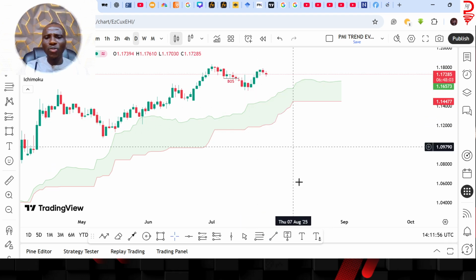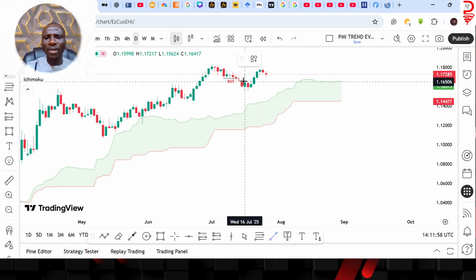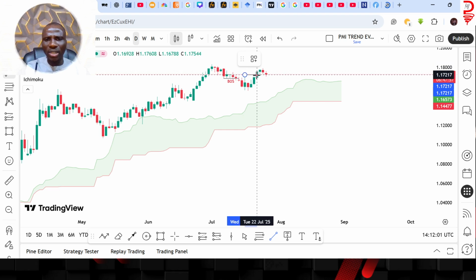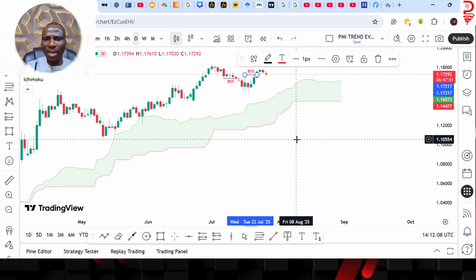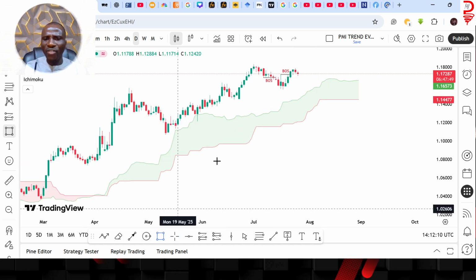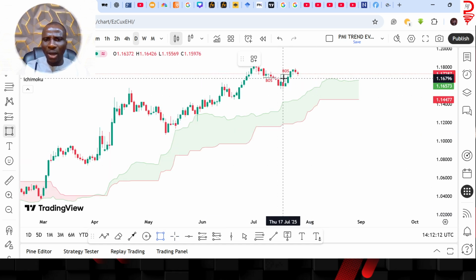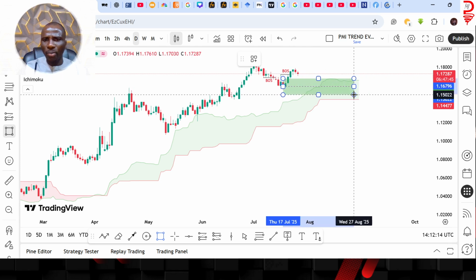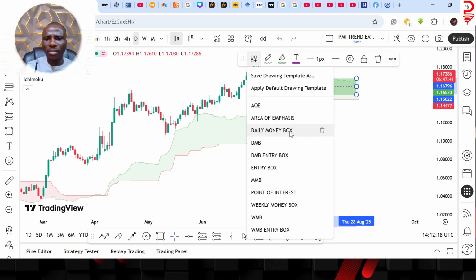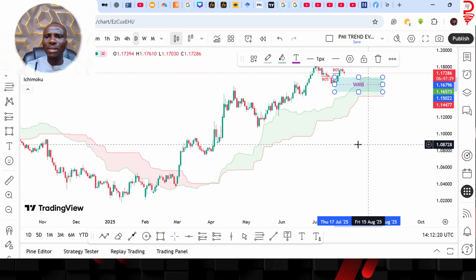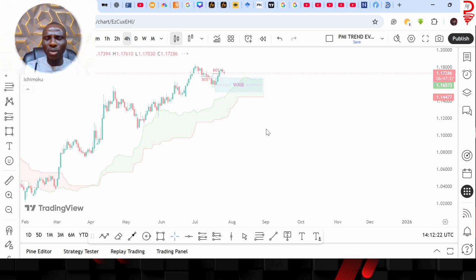Now, fortunately, we have gotten another counter break of structure to the upside. These are trades that we are probably looking out for against next week, plus or minus, if the conditions are met. So it means that we have an origin that we can call our money box. This is our weekly money box. So we are expecting the market to trade back into this money box.